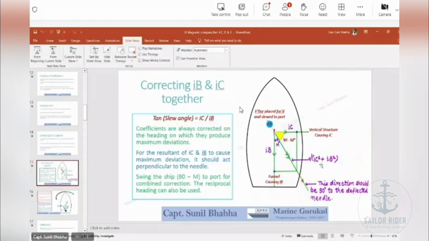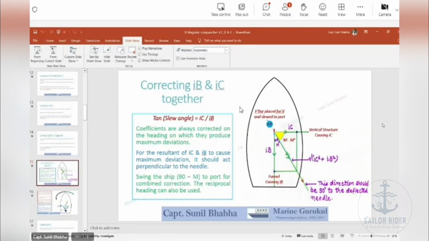No, sir. We swing our ship 90 minus m, and for the forward and aft correction, our flinder bars are placed forward and aft. The predominant is the funnel aft, so we have placed it forward. And if the structure is on the starboard side of the compass, we place the flinder bar on the port side to compensate that. So how will we make the correction with one flinder bar?